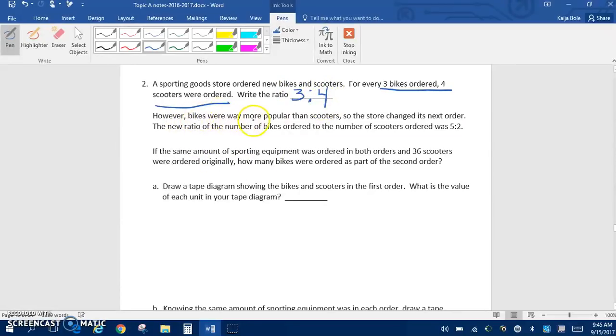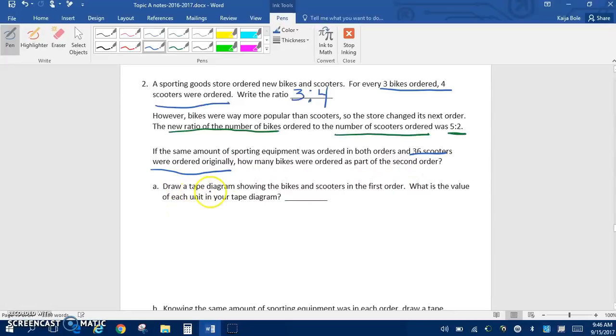However, bikes were way more popular than scooters, so the store changed its next order. The new ratio, I'm going to change my color, of number of bikes ordered to the number of scooters ordered was 5 to 2. If the same amount of sporting equipment was ordered in both orders, and 36 scooters were ordered originally, underline that, how many bikes were ordered as part of the second order?